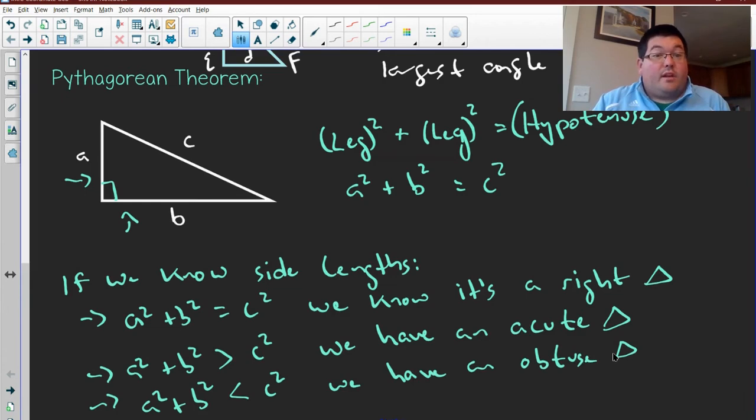And so now, if we know the side lengths, we can also determine right away whether or not a triangle is right, acute, or obtuse. Simply take a squared plus b squared and compare it with c squared. If it's equal, we know it's a right triangle. If a squared plus b squared is larger, we know it's acute. And if a squared plus b squared is smaller than c squared, we must have an obtuse triangle.